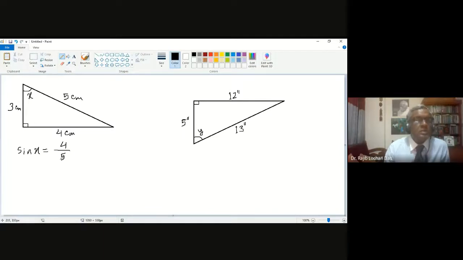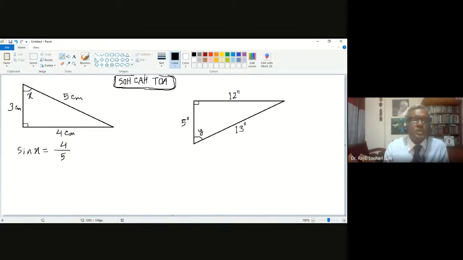Do you understand? I already told you that SOH CAH TOA. SOH means sine is opposite by hypotenuse, CAH means cos is adjacent by hypotenuse, and TOA means tan is opposite by adjacent. So you just memorize this. Okay, this will be helpful.